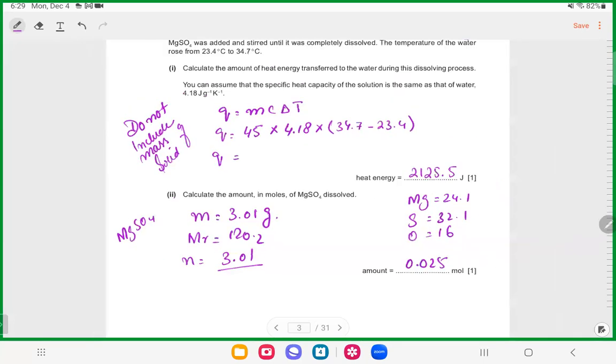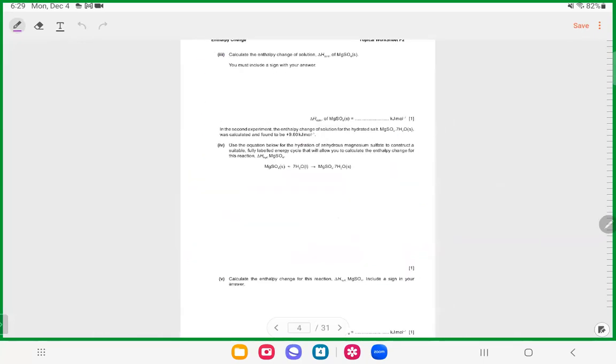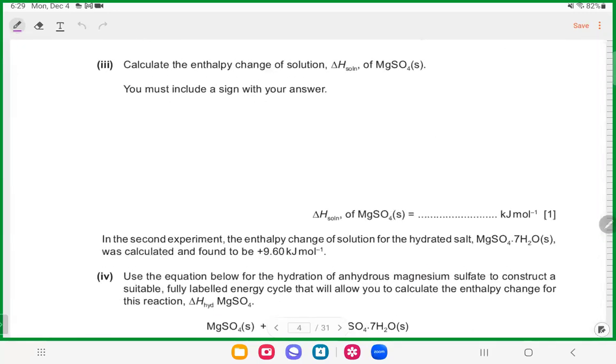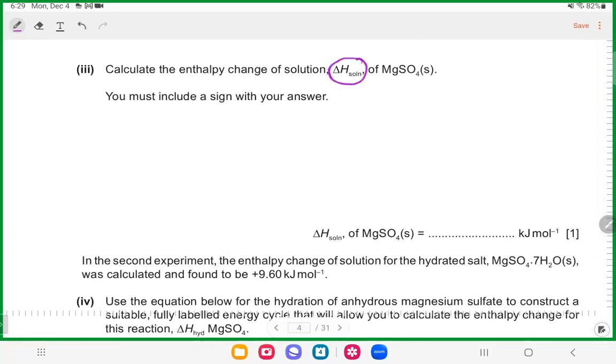0.025. ठीक है? Now, calculate the enthalpy change of solution. ठीक है? यानी enthalpy change calculate करना है, you know that delta H is equals to minus Q, which must be in kilojoules divided by number of moles of solid. So delta H is equals to minus Q.